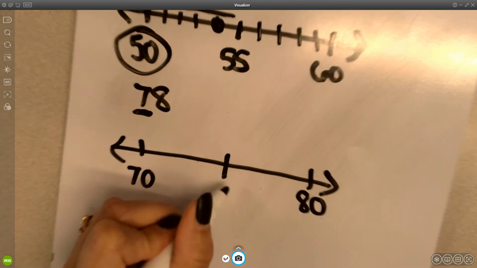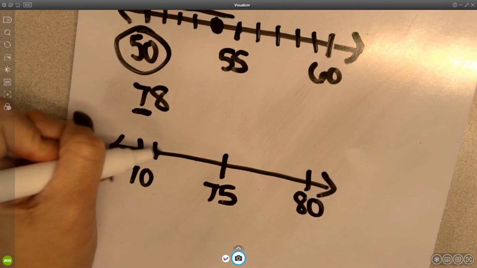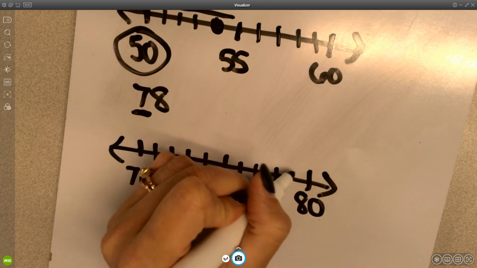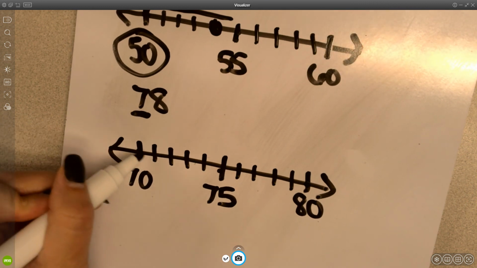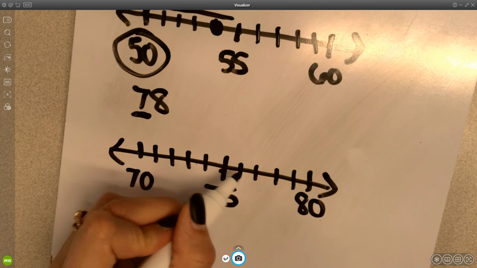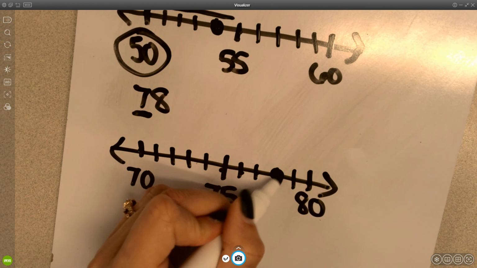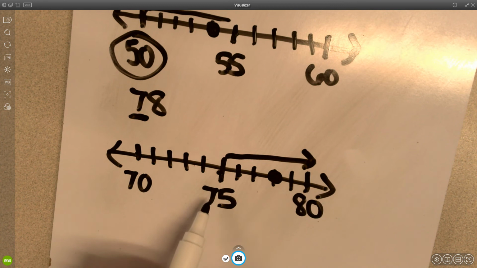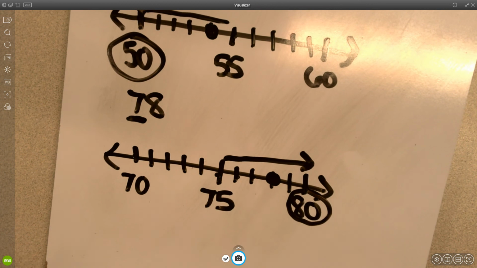Find the middle. 75 is the middle. And then mark my other numbers on the number line: 70, 71, 72, 73, 74, 75, 76, 77, 78, 79, 80. I'm looking for 78. Here's 75, 76, 77, 78 is right here. So looking at my middle number, 75, it is to the right. So that means we're going to go to the 80.